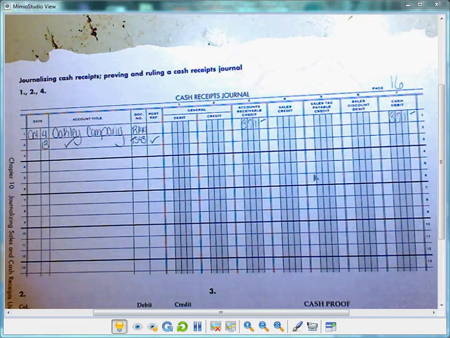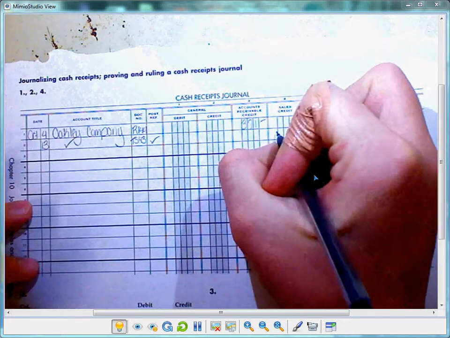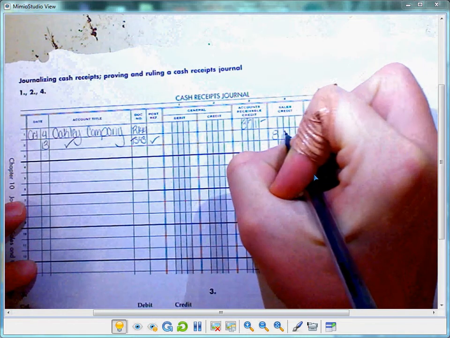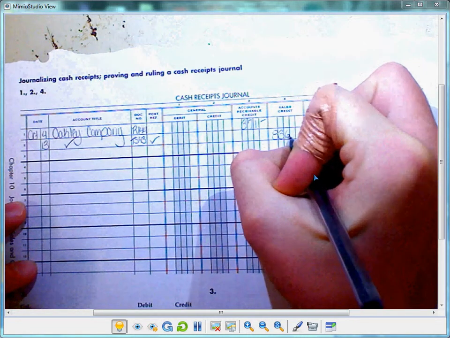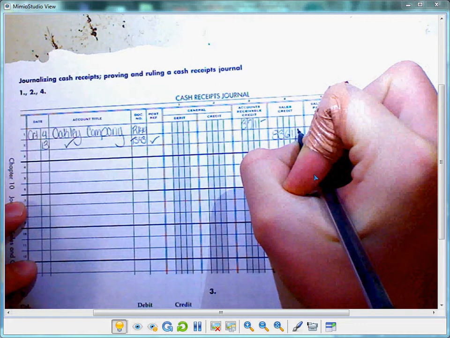Okay, so now we have three different numbers that we have to figure out where they go. So let's look at our first one. They said cash and credit card sales was $8,361.60. Where are we going to put that? Sales credit, $8,361.60.